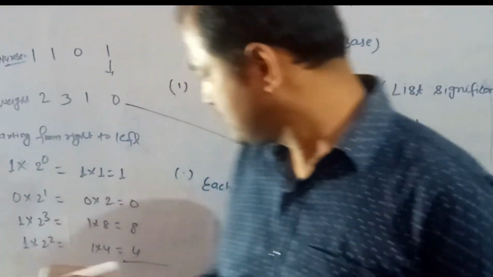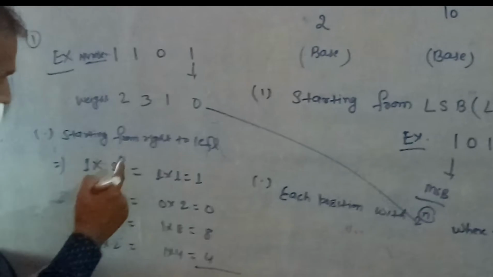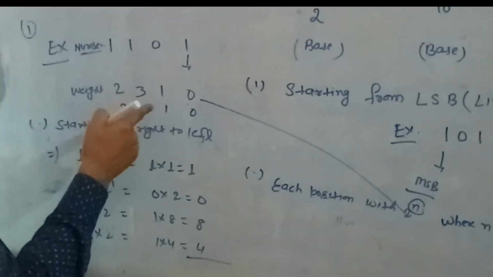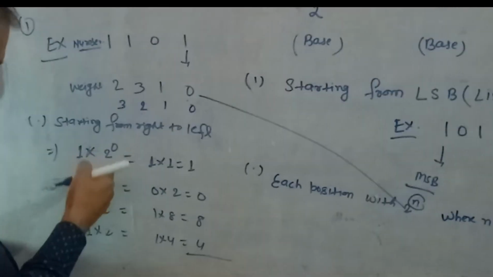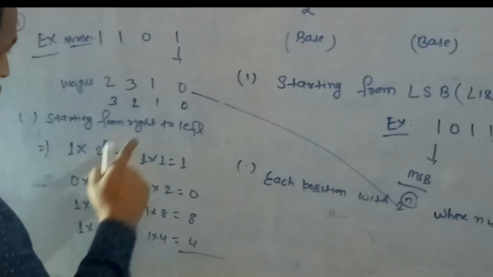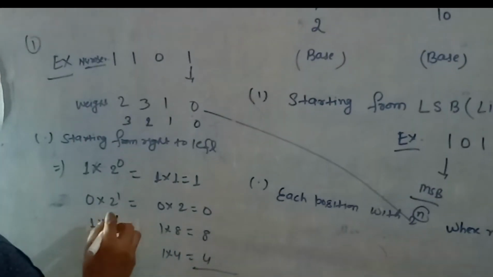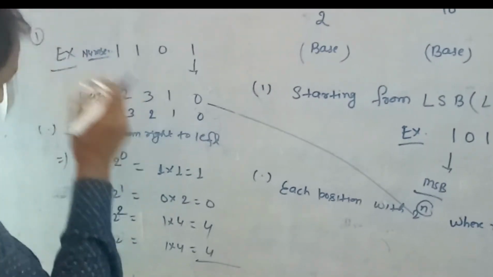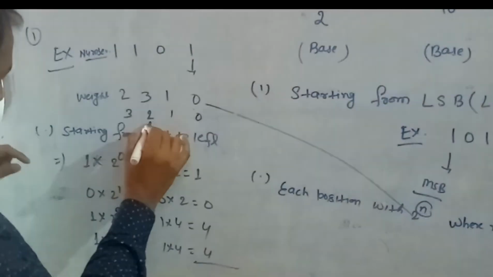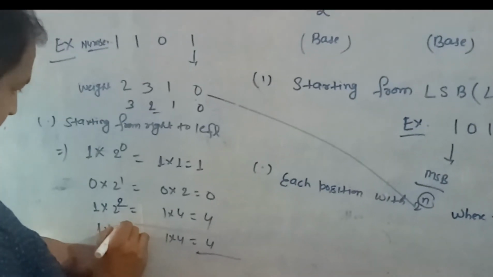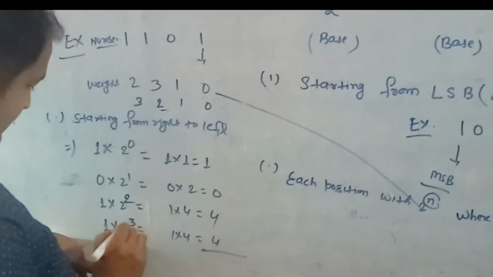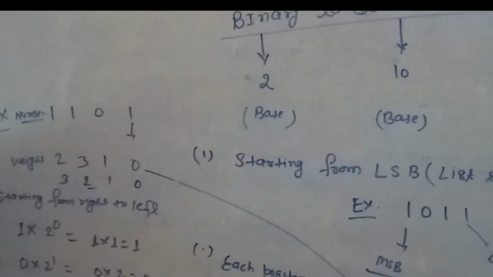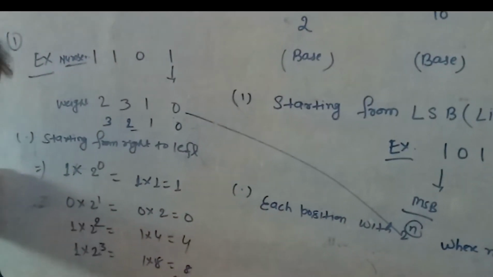This is the position value: 0, 1, 2, 3. This position value is 2 to the power 0, 2 to the power 1, 2 to the power 2, and 2 to the power 3. This is the example. Total value 13.